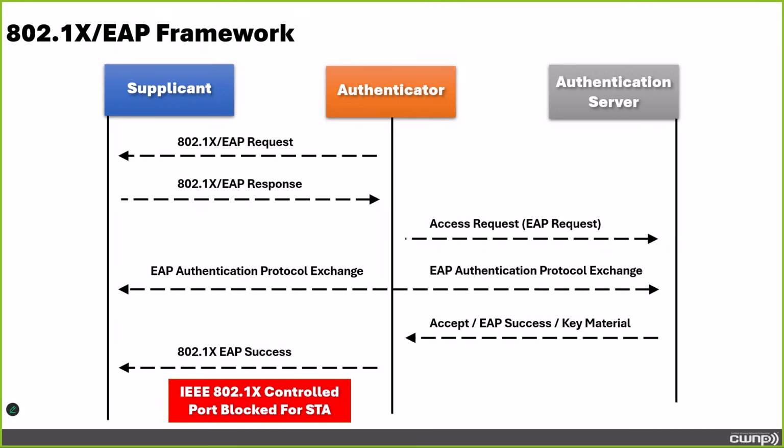And the basic concept then is that we go through the 802.1X authentication process, and once we have EAP success, then we have the materials that we need in order to generate our encryption keys. Now, notice the bottom of the screen here says, IEEE 802.1X controlled port blocked for station. Wait, what? But the 802.1X authentication is done. It is, but we don't have our keys yet. In order to get those keys, we need to go through a four-way handshake. And we'll get to that in a moment.